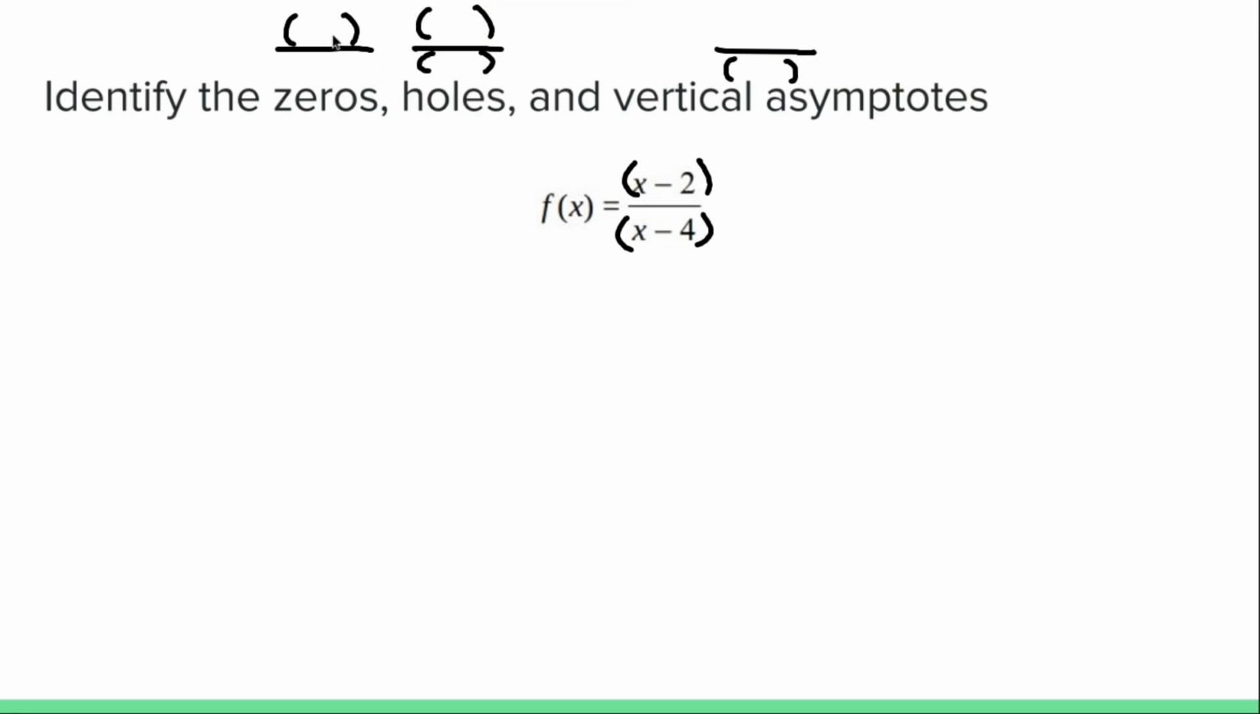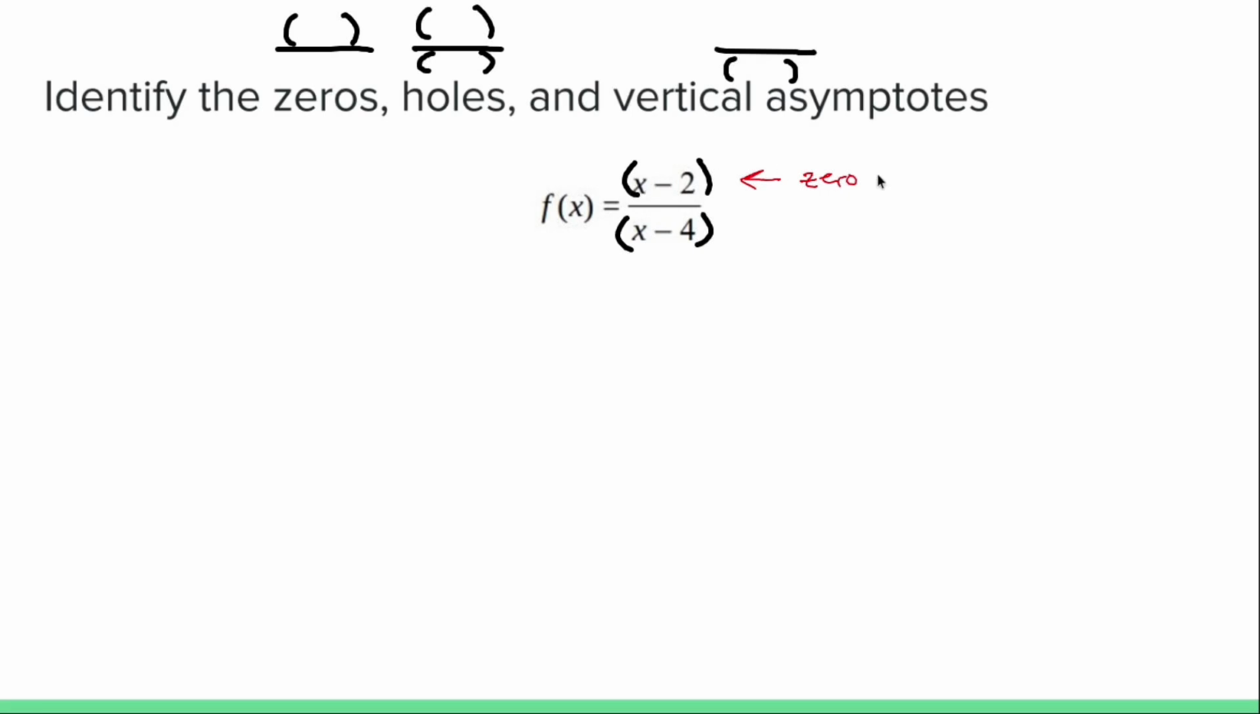So if I have just one random thing living upstairs, that's a 0. If I have one random thing living downstairs, that's a vertical asymptote. And if I have the same thing living upstairs and downstairs, that's a hole. Now let's take a look at what I have. x minus 2 is nothing like x minus 4. Since you're living in the numerator, you are a 0.